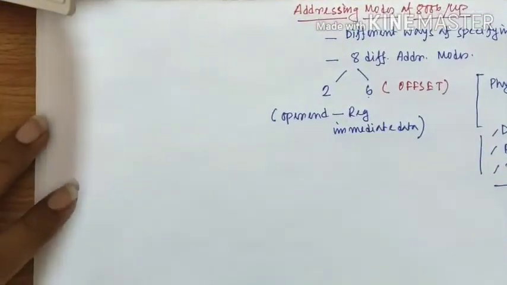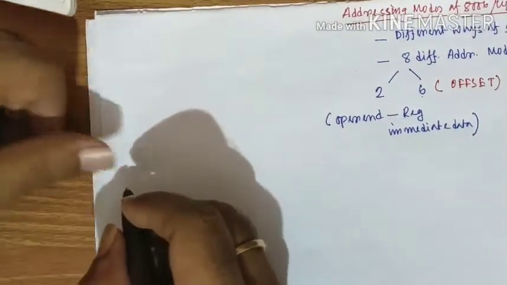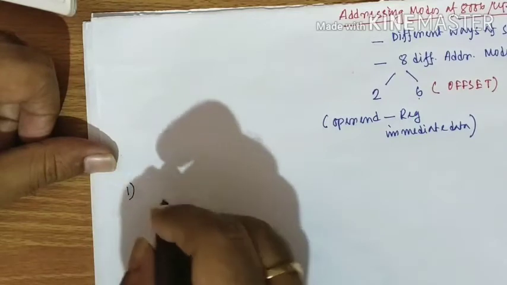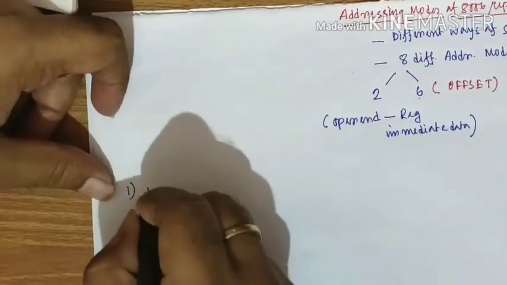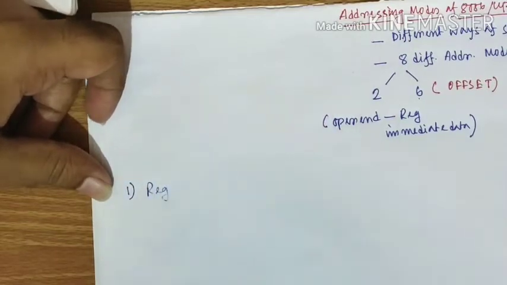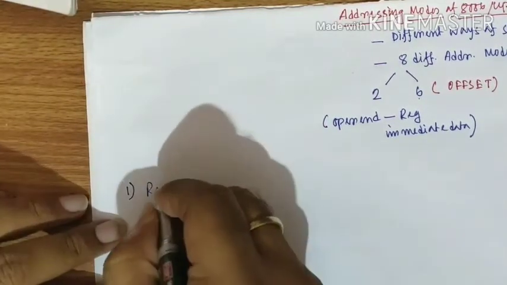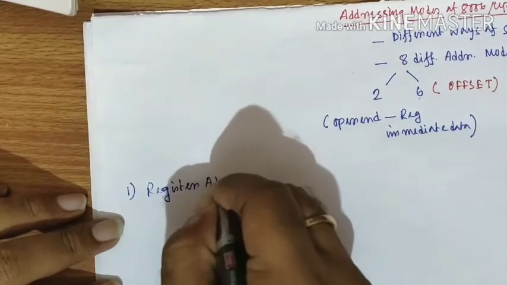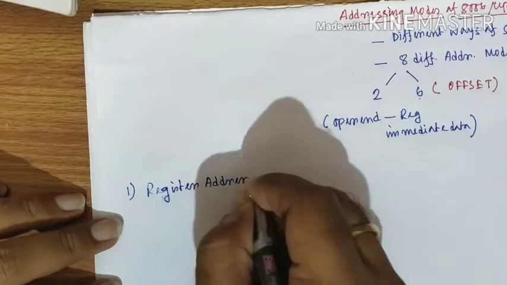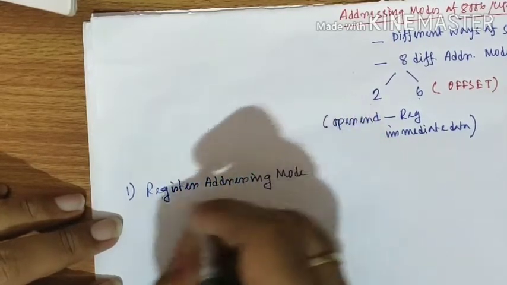So now get into the topic directly. The first addressing mode, hopefully you can find it, is register addressing mode.